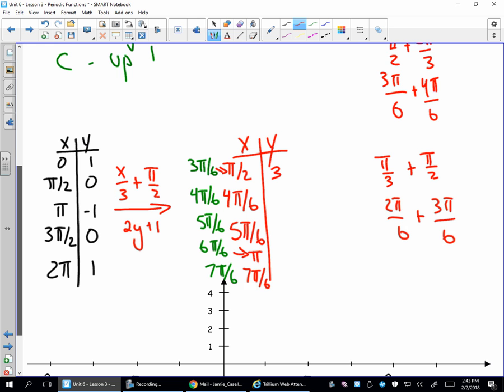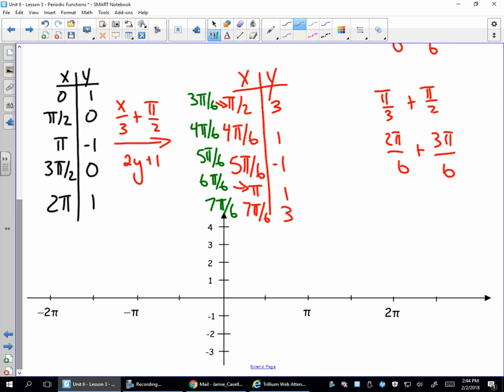We'll get 3 for the first one. We'll get 1. We'll get -1. We'll get 1 again, and 3 again. And now we can graph some stuff. Okay, pi over 2, and 3 is right there. 4 pi over 6.